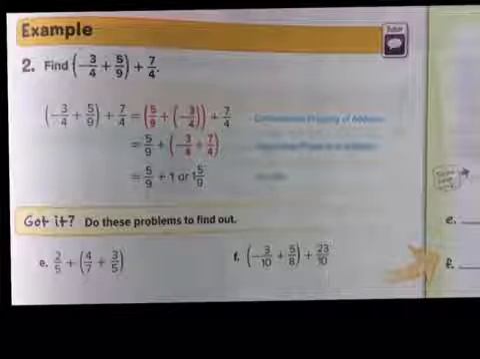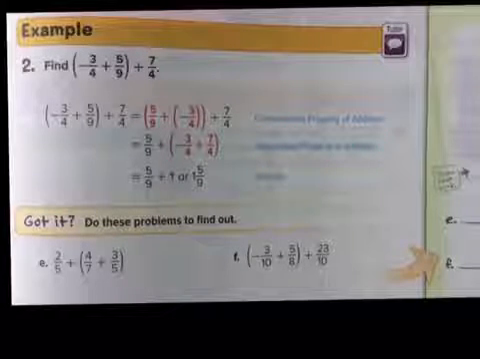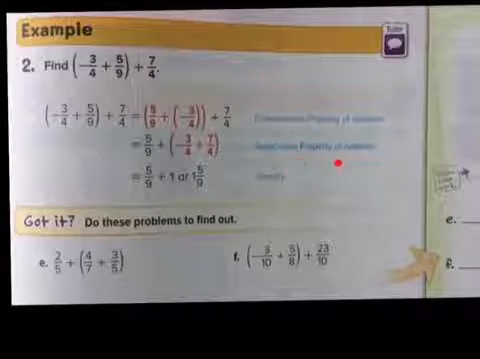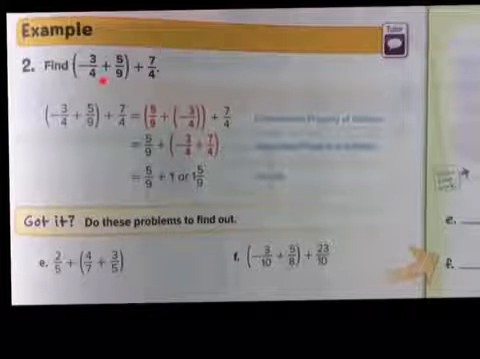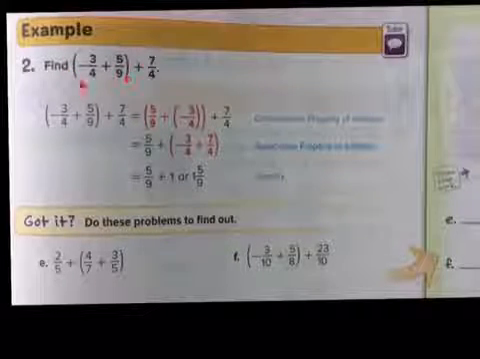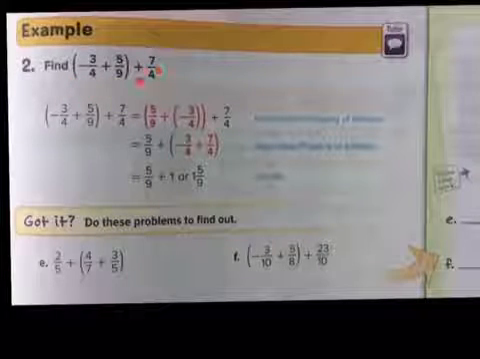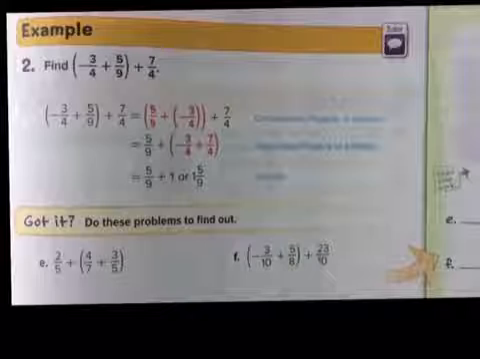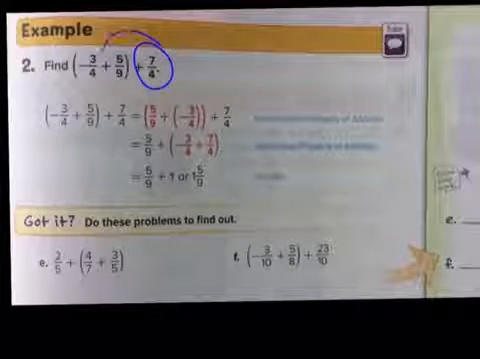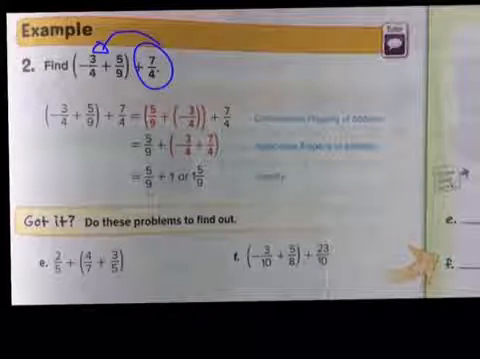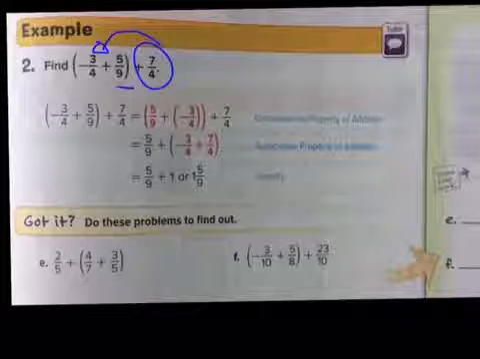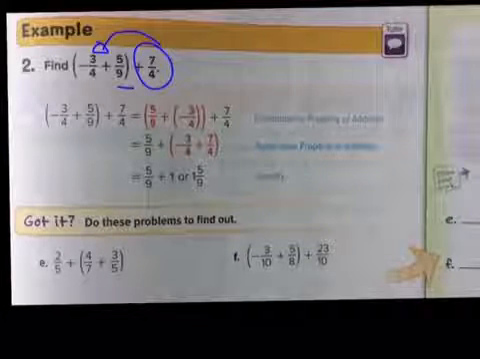For example 2, you're going to see how the commutative property of addition, or the associative property of addition, is being used. You see here, we have in parentheses two fractions that do not have a common denominator, but we have one outside of the parentheses that has a common denominator. What we can do is regroup it and work with those two first, and then later find a common denominator for 4 and 9. So you see that's being done here.